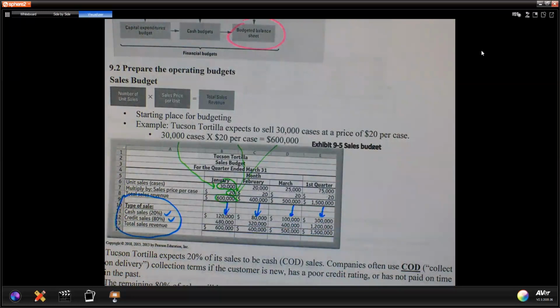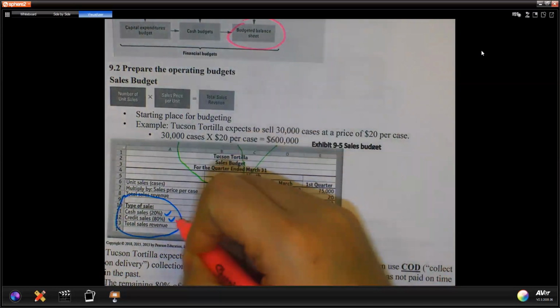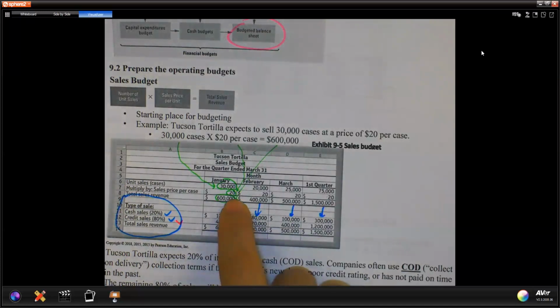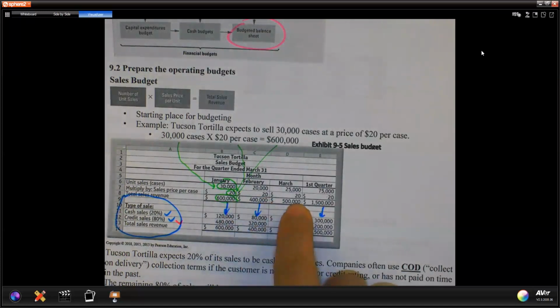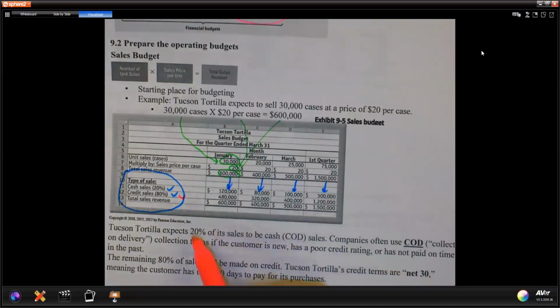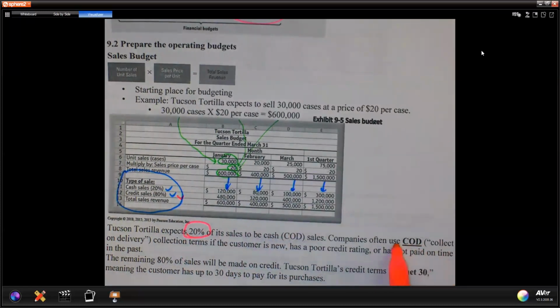For the other 80%, we trusted them, right? We said, oh, you can get the products first, but you pay us cash within a month. I believe when you learned your financial accounting, you have heard something called net 30. That means you have to pay the net within 30 days. So 80% of 500,000 is 400,000. And then your total will be 20% plus 80%, which gives you 100%.